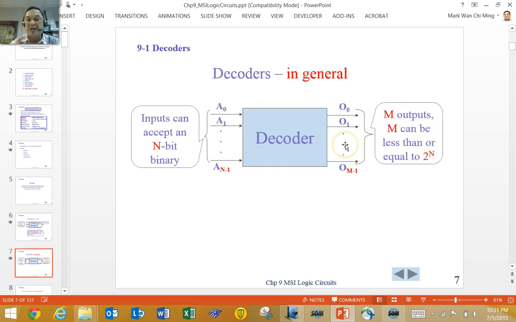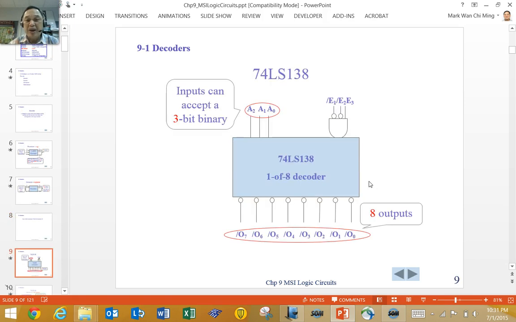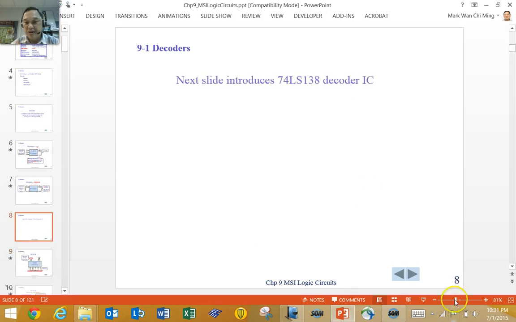This is what they're talking about in this general equation. So if you have n inputs here, the maximum number of outputs that can be represented is 2 to the power n. Nothing more than that. This is the one we are interested in. Alright, let's go into that.